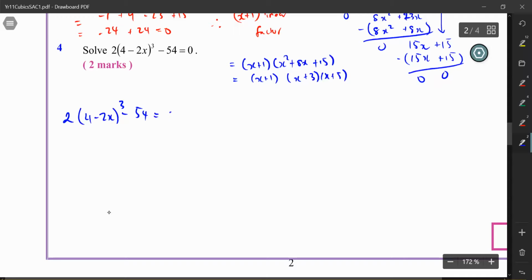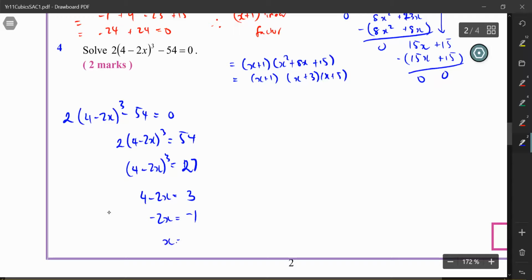2 times (4 minus 2x) cubed minus 54. If you would do this by hand, you can bring everything across, so add 54 on both sides, so you got 2 bracket 4 minus 2x cubed is equal to 54. Divide both sides by 2. 4 minus 2x cubed is equal to 27, and then cube root both sides, so you get 4 minus 2x is equal to the cube root of 27, which is 3. Then bringing the 4 across, minus 2x is equal to negative 1, so negative 4 on both sides, and then divide both sides by negative 2, so x is equal to half.